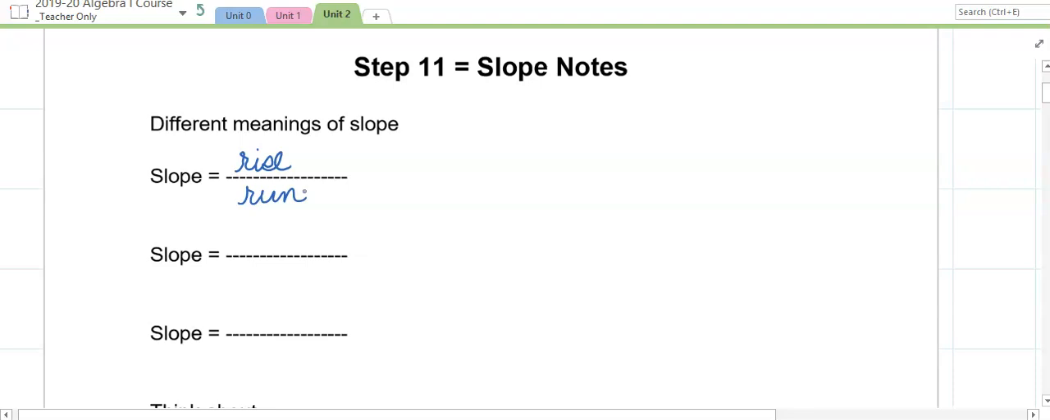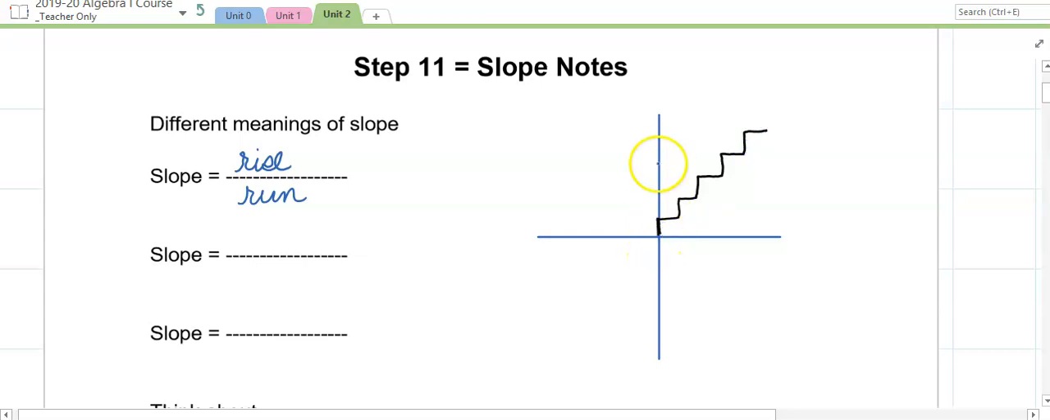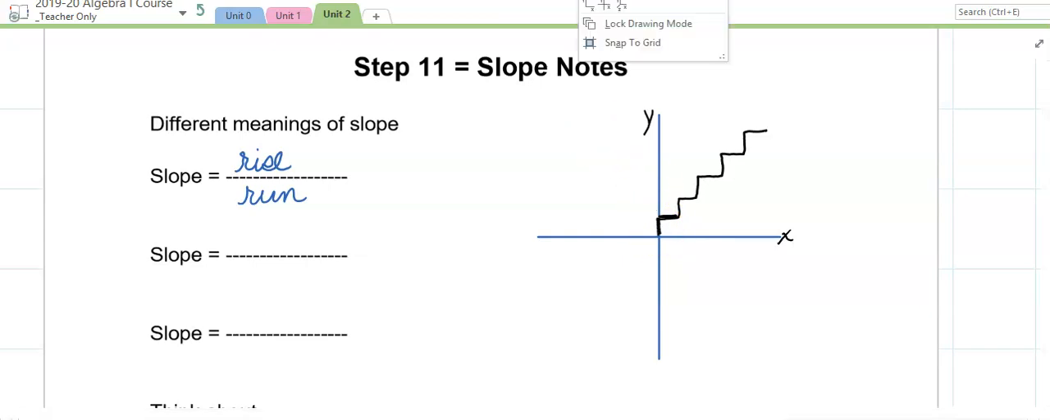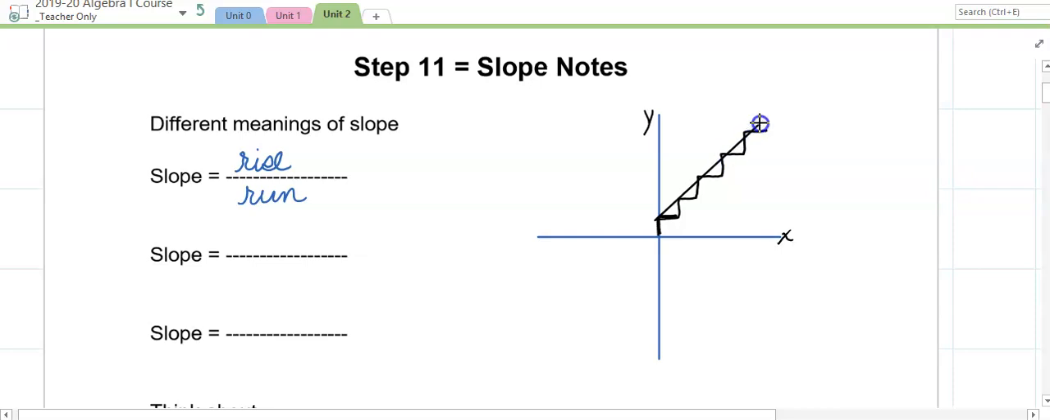In other words, think about a coordinate graph. If we're going to rise and run, we're talking about changing on the y-axis, then changing on the x-axis. And when we do that, eventually, we get a nice line. How high up do I rise? How far do I run? How high up do I rise? How far do I run? And so on. It's kind of like counting the steps of a staircase.